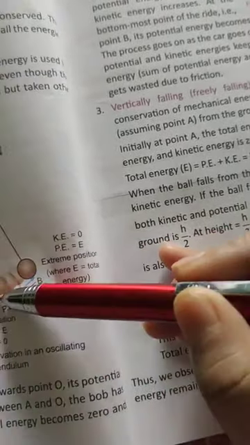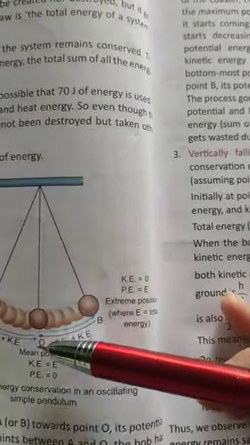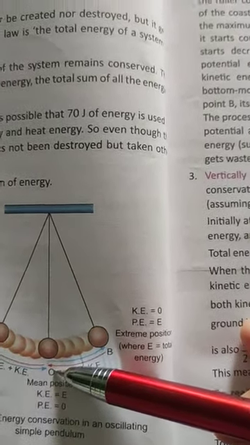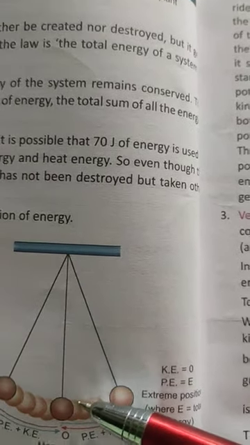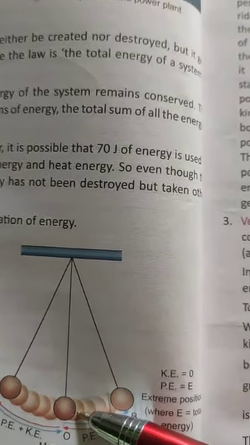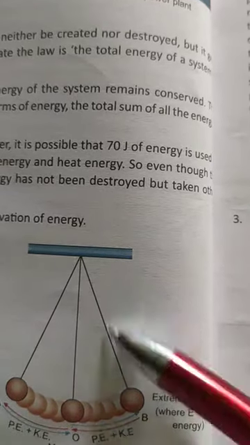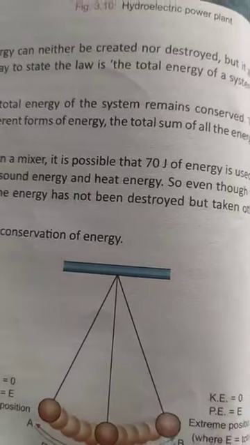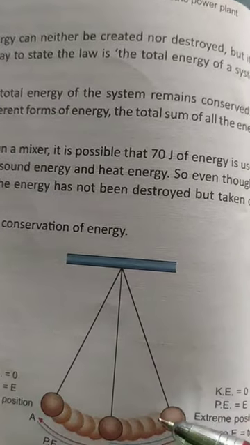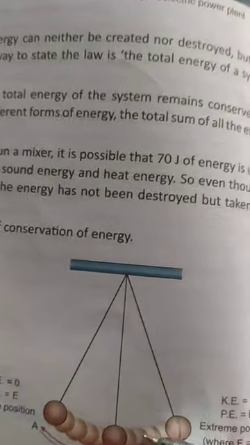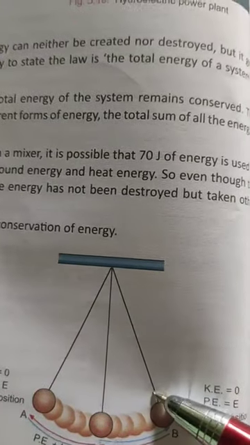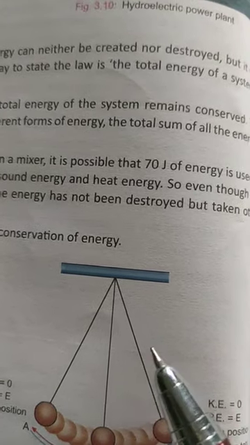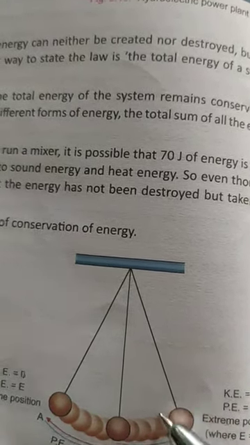On reaching point O, its potential energy becomes zero. This is the mean position, and at this position potential energy becomes zero, and the total energy is kinetic. Therefore, there is a continuous transformation of energy taking place in a pendulum as it continues to oscillate. However, at any instant, its total mechanical energy, which is equal to the sum of potential and kinetic energy, remains conserved.